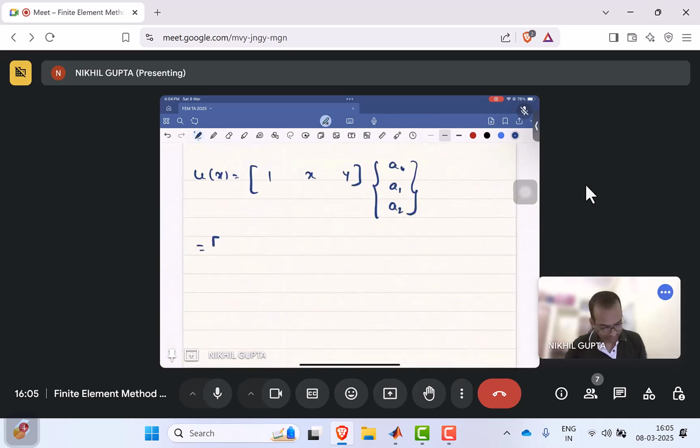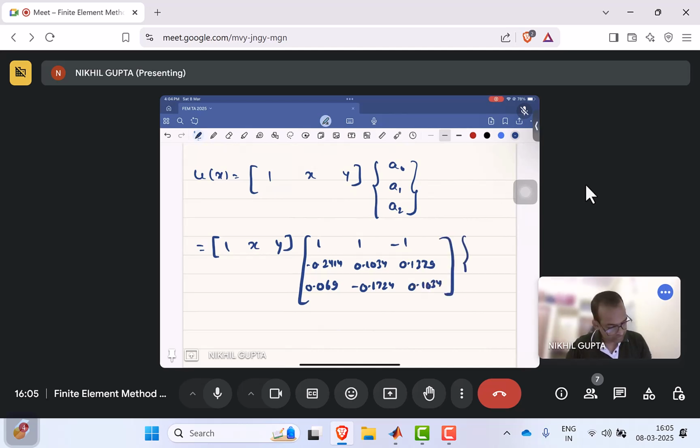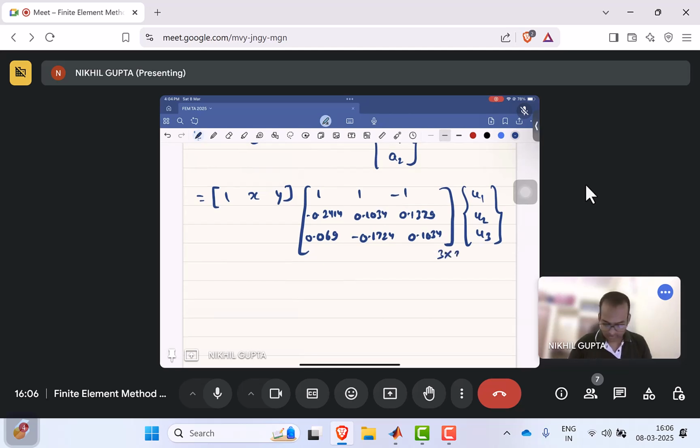I will get 1 x y, then 1 1 minus 1 minus 0.2414, 0.1034, 0.1379, 0.069, minus 0.1724, 0.1034 with u1 u2 u3. Okay, so this is a 3 cross 3 matrix.